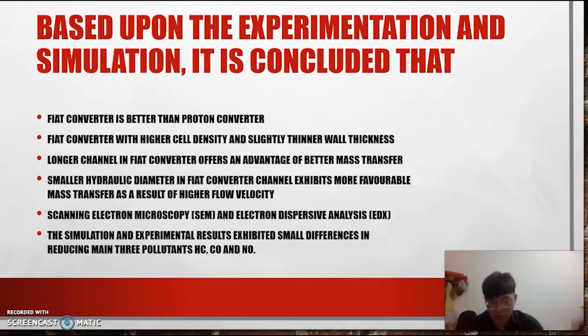The Fiat converter has a higher cell density and slightly thinner wall thickness, allowing more precious metal catalyst to be loaded. The longer channel in the Fiat offers the advantage of better mass transfer. The smaller hydraulic diameter in the Fiat converter channels is especially more favorable for mass transfer. The next one will be the SEM and EDS, which show that the properties of both converters can be compared in terms of microstructures. For the last one, the simulation and the experiment show that there is a difference in reducing the main three pollutants, CO, HC, and NO. Thank you. That's all for my presentation.